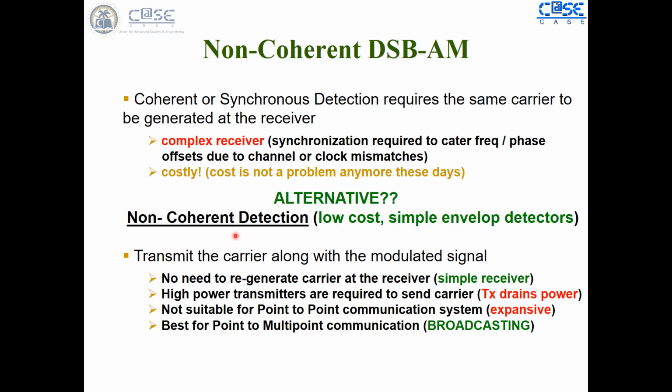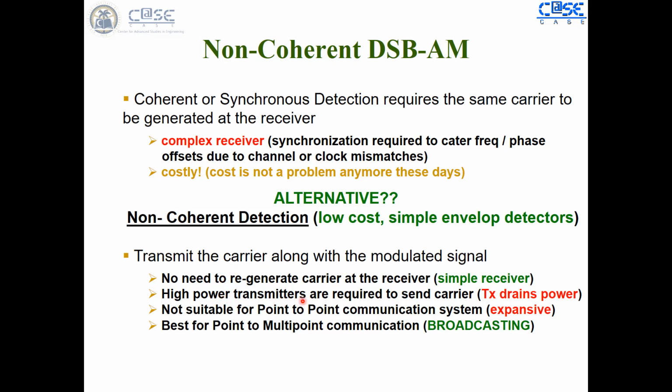So we would like to go for it, but it has certain constraints. It can't be used for all of the applications. So the feature is that we don't need to regenerate the carrier at the receiver end, which is a very big feature, and it reduces the complexity of the receiver significantly. So this means we can have a simple receiver structure.